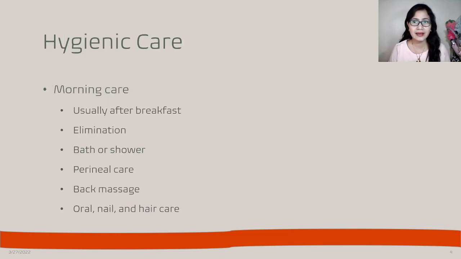For hygienic care, the types of hygienic care are often described by when they happen. For example, we have morning care. Usually in the hospital, we provide morning care to our clients after breakfast, where we also assist them in terms of elimination, bath or shower if they are not capable of it, perineal care, back massage, and oral, nail, and hair care.